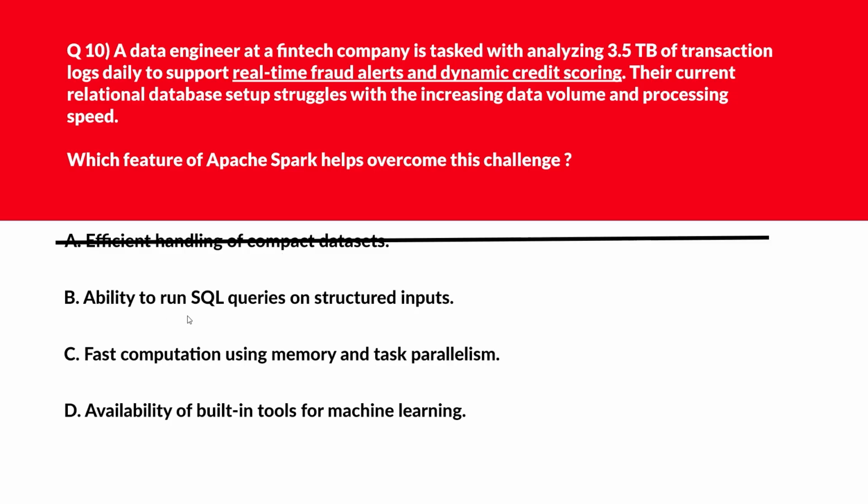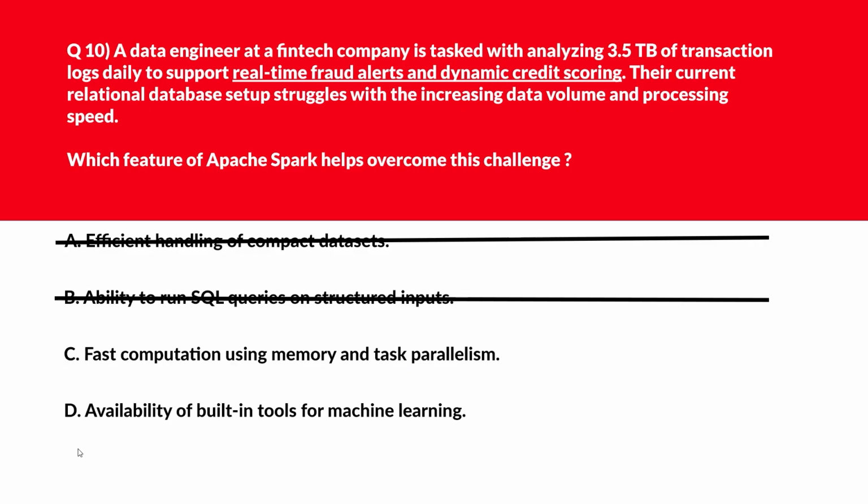B says ability to run SQL queries on structured inputs. SQL support doesn't solve performance issues with massive data. Wrong answer. Let's move to C. C says fast computation using memory and task parallelism. In-memory execution and parallel task distribution enables fast processing of large-scale data.